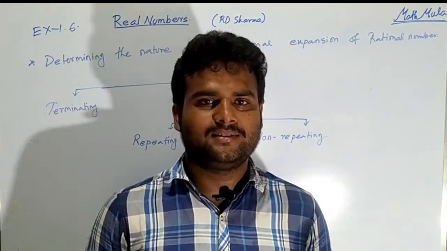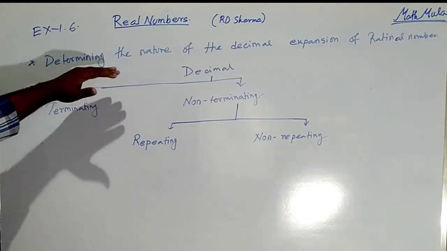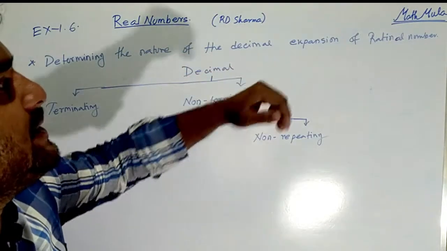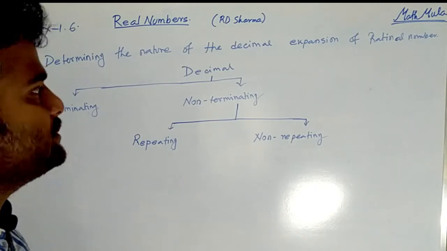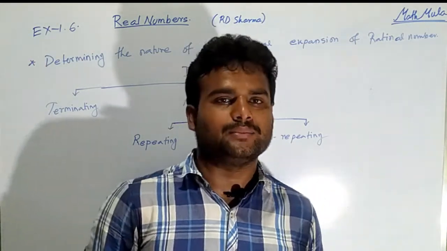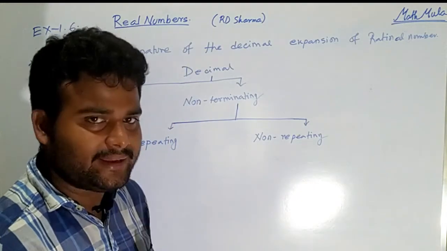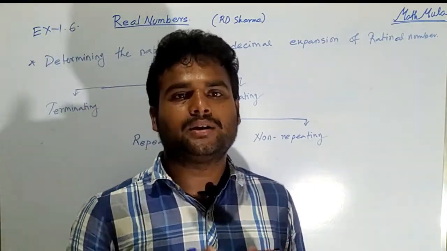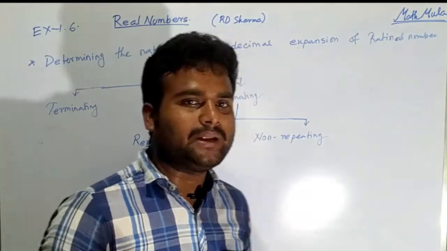Today we learn determining the nature of the decimal expansion of a rational number. First we have to know there are two types of decimal numbers. First is terminating and second is non-terminating. Now what is the meaning of terminating?